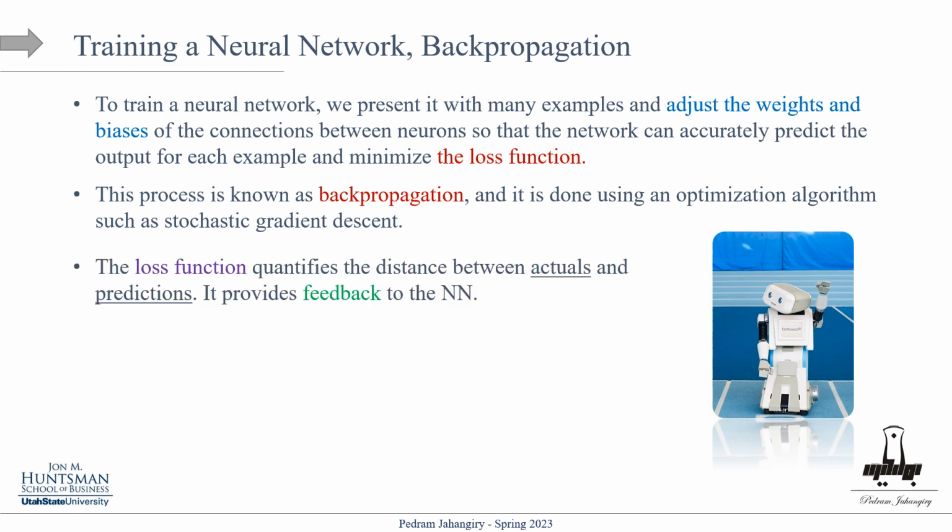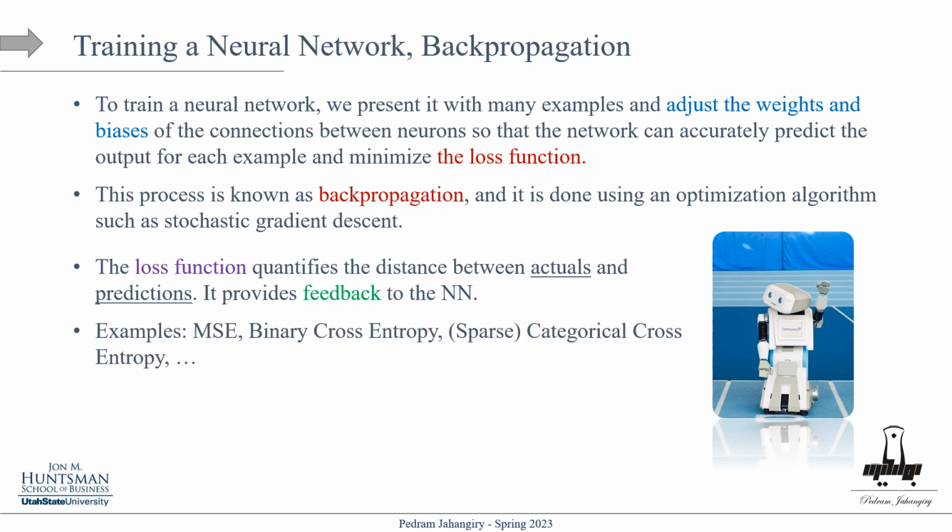The loss function, again, is a measure that quantifies the distance between actuals and predictions. Basically, it provides feedback to the neural network. There are many loss functions that we can use for regression, classification, probabilistic regression, etc. For example, we can use mean squared error for regression. We can use binary cross entropy for binary classification. We can use, for example, categorical cross entropy. These are the most commonly used loss functions.